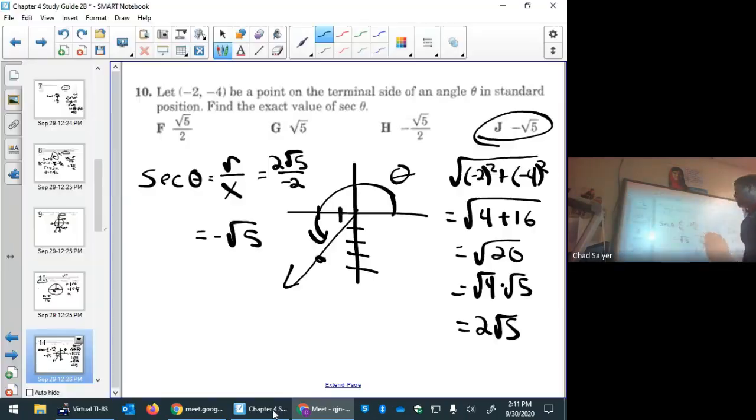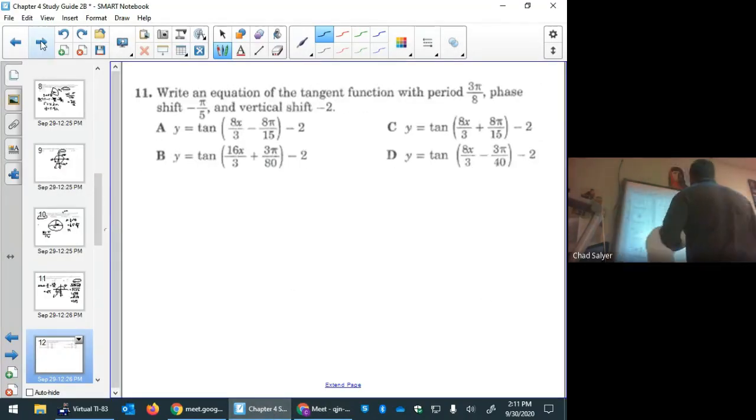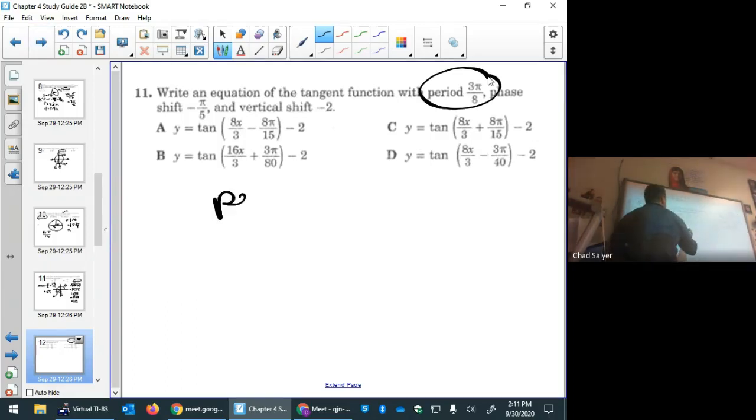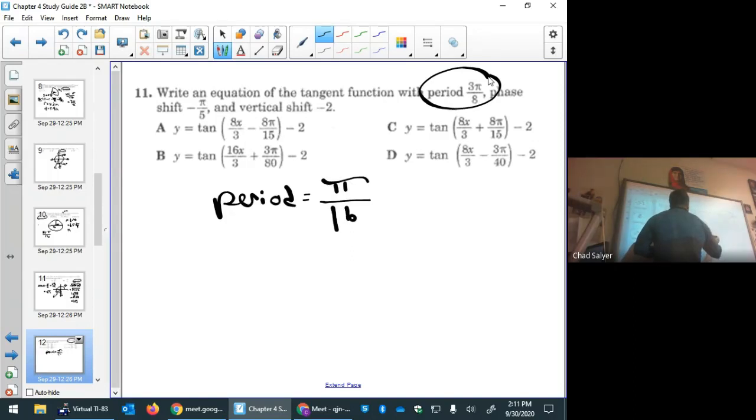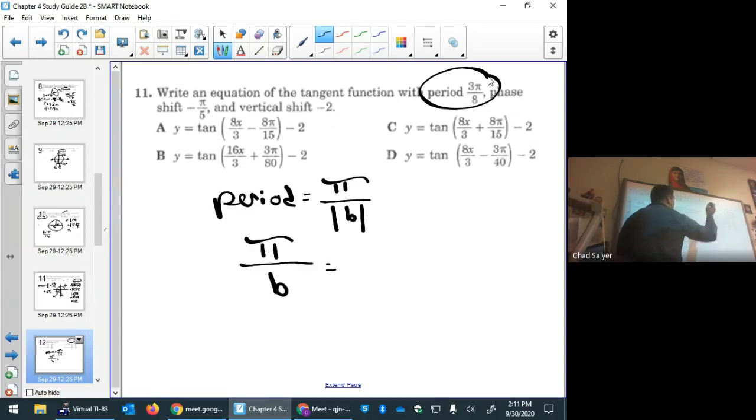All right, number 11. So write an equation of the tangent function with period 3 pi over 8. Let's start with that, because we know the period for the tangent is going to be that original period divided by the absolute value of b. So pi divided by b, we'll just consider b positive. If you look at the answers here, all the b's are positive. You don't have to worry about a negative b. Is 3 pi over 8.